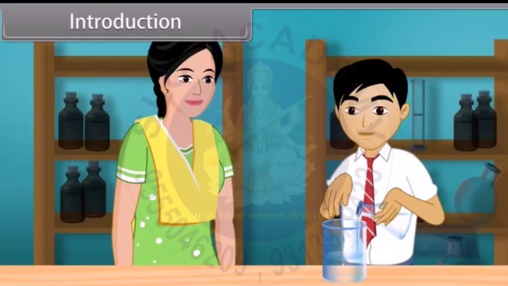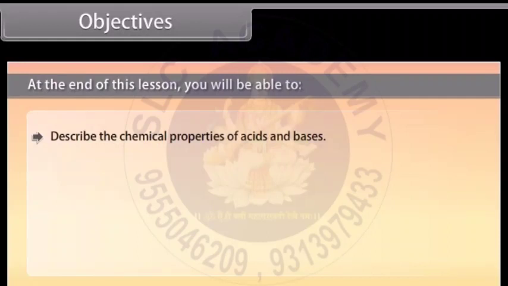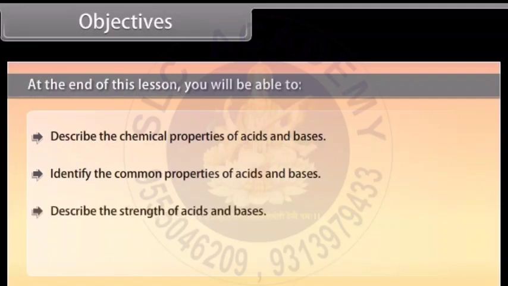Children, in this lesson we will learn about the chemical properties of acids and bases and about salts. Objectives. At the end of this lesson, you will be able to describe the chemical properties of acids and bases, identify the common properties of acids and bases, describe the strength of acids and bases, and explain salts.